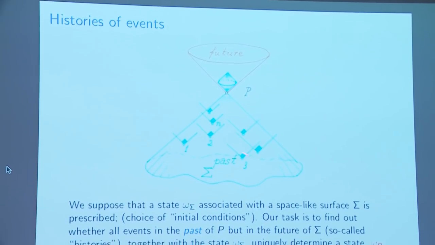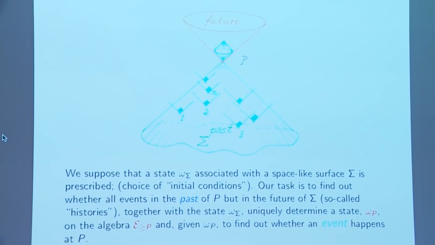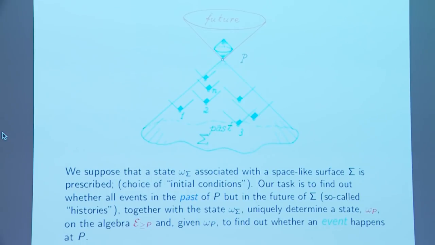Now in the past of P, all kinds of events may have happened. I would like the prediction of whether an event happens in point P not to depend on anything that is space-like separated from P. That would be terrible. It should only depend on what has happened in the past light cone of P. Okay, and so let's see why this works. So we would like to say that the initial condition chosen on sigma and the events that happened in the past light cone of P actually determine the state omega P that I have to consider to decide whether an event happens in the point P or not. And so here is why this works.